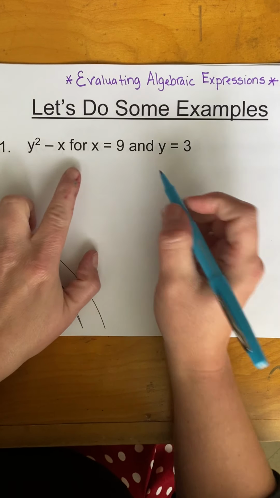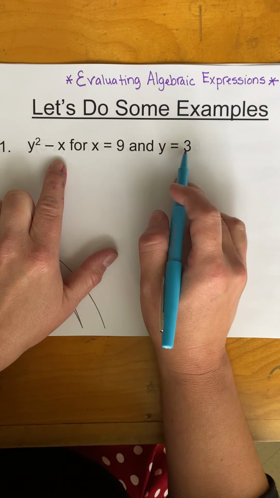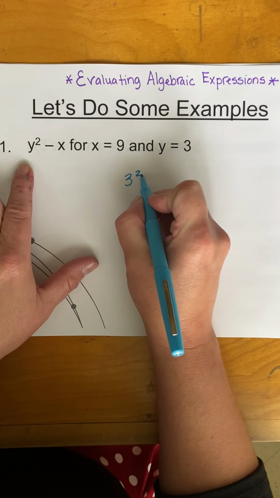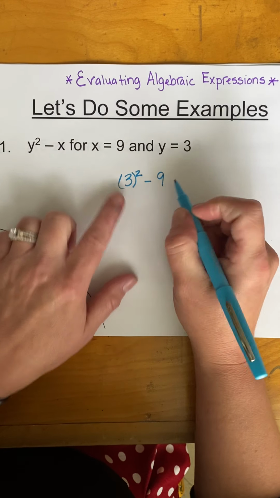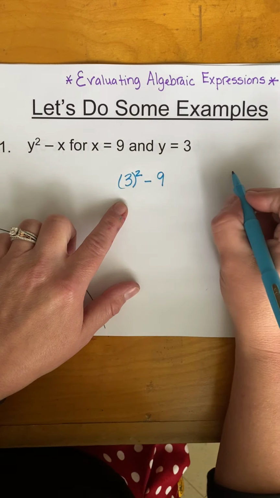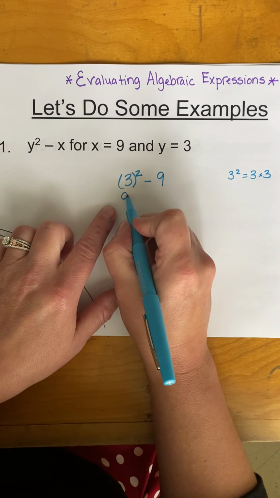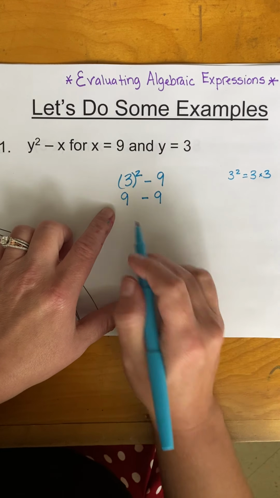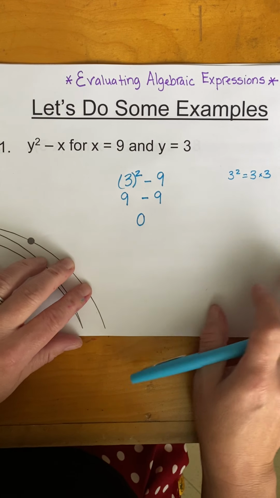equals 3. So everywhere I see an x, I'm going to substitute in a 9, and everywhere I see a y, I'm going to substitute in a 3. So instead of y squared, that'll be 3 squared minus, and for x, I'll plug in a 9. Now remember, 3 squared is the same thing as 3 times 3, and we know 3 times 3 is 9. Exponents before subtraction, right? And then 9 minus 9 is 0. And we're finished with that problem.